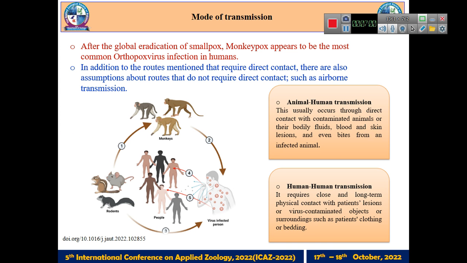As you see in these two parts, I want to talk about animal to human transmission. This usually occurs through direct contact with contaminated animals or their bodily fluids, blood and skin lesions, and even bites from an infected animal. The second part is about human to human transmission. It requires close and long-term physical contact with patient lesions or virus-contaminated objects or surroundings such as patient clothing or bedding.